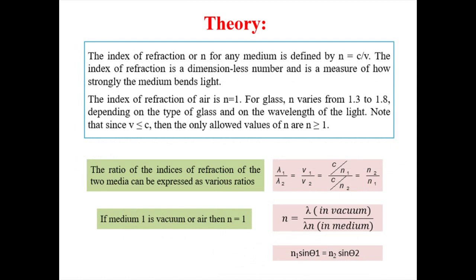The index of refraction, or n, for any medium is defined by n equals c over v. It is a measure of how strongly the medium bends light. The index of refraction of air is n equals 1. For glass, n varies from 1.3 to 1.8, depending on the type of glass and on the wavelength of the light. Note that since v is less than or equal to c, the only allowed values of n are n greater than or equal to 1. We conclude that n equals lambda in vacuum over lambda in medium.